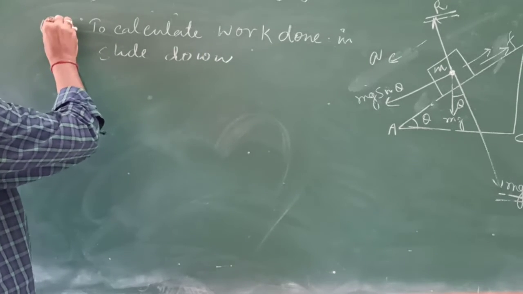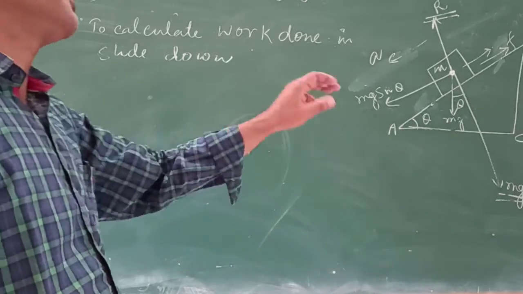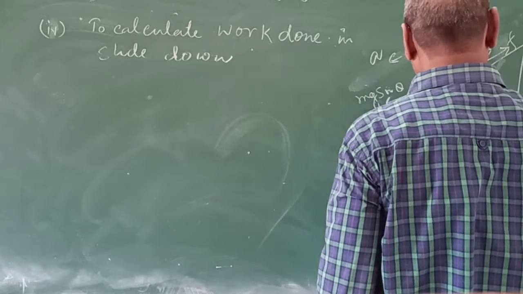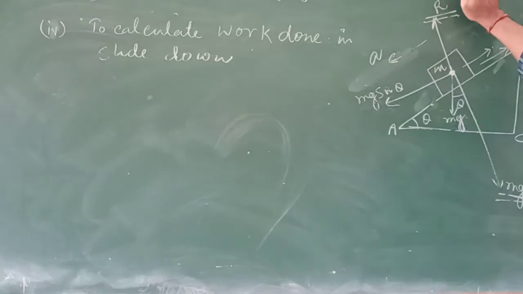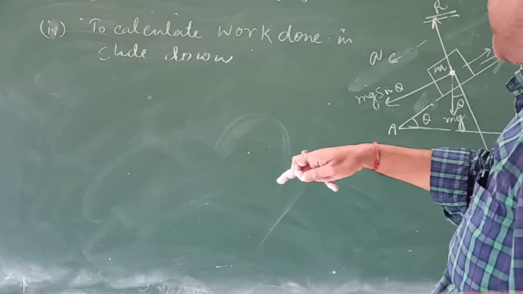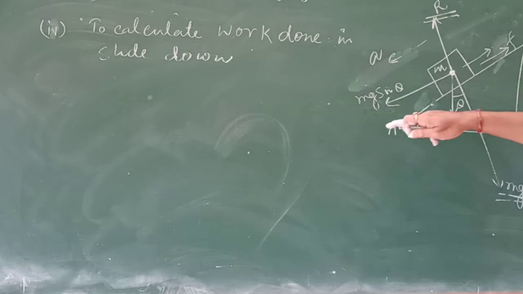Fourth point. Slide down. A block of mass m is kept on the inclined plane. Theta is the angle of repose. There are various forces acting. One is the force due to weight mg. Resolve mg into two components. One is mg cos theta and the other one is mg sin theta. Block slides down, so the force of friction comes into play.